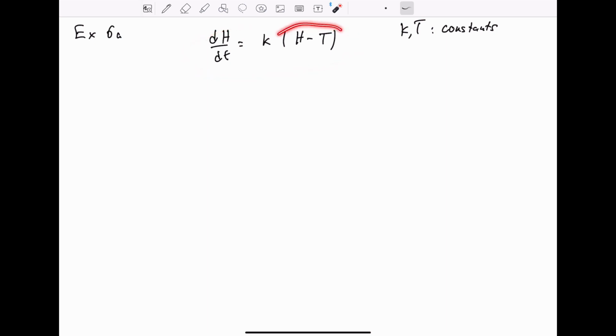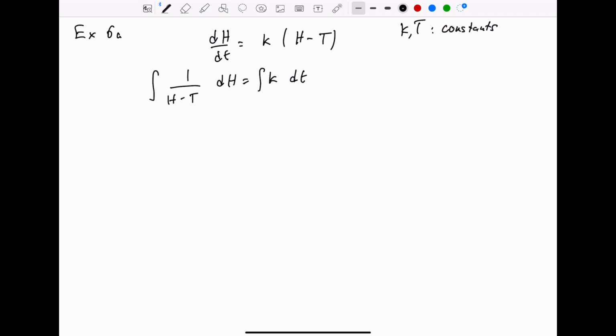I'm going to take the H minus T and move that to the other side. H here is how we normally think of y. So I'm going to move H minus T to the other side and then multiply both sides by dt. So to separate variables, I have 1 over H minus T dH equals k dt. I only have t's over here. I only have H's over here. Once again, capital T is just a constant. K is just a constant. So now we can integrate.